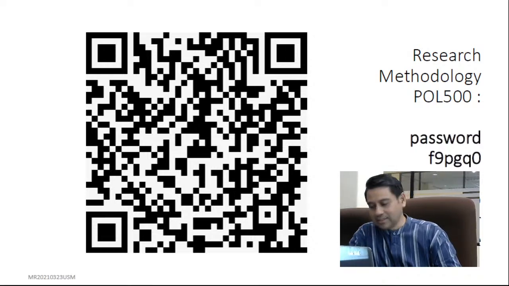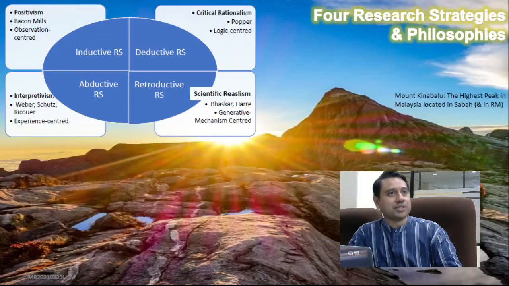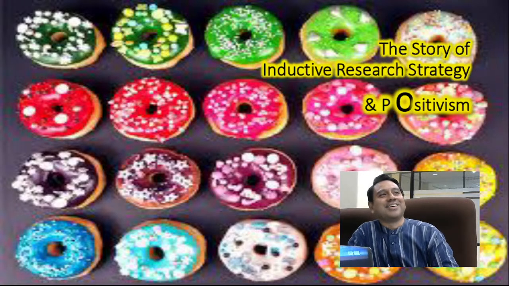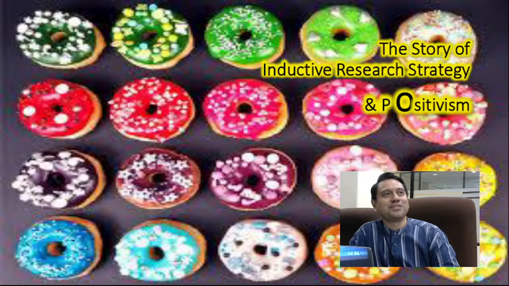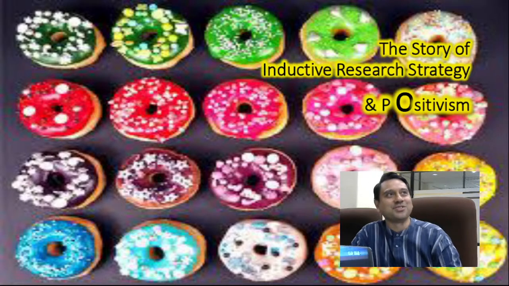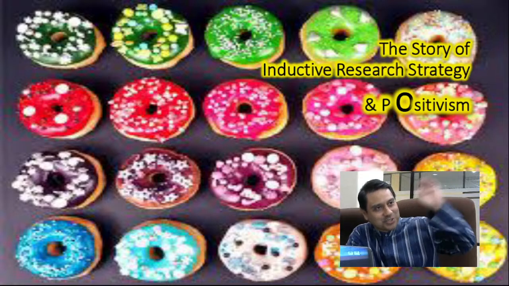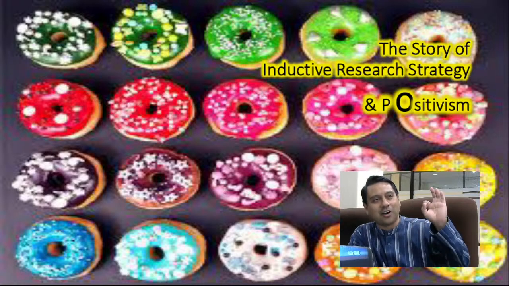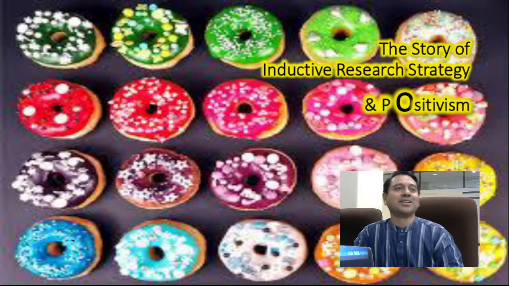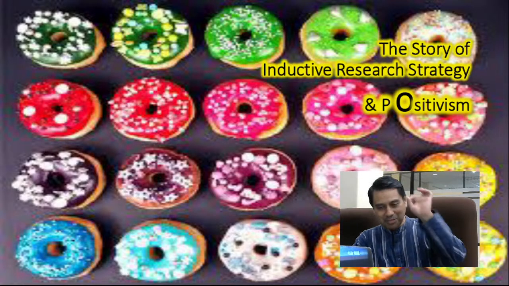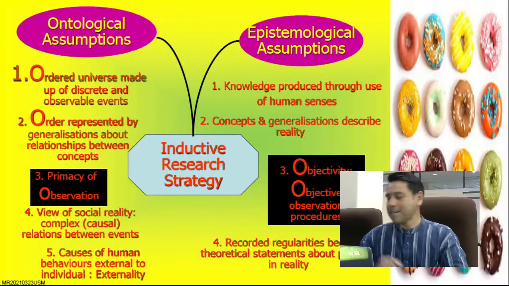Let's move on to the next slide, which is the first research strategy. The first research strategy is inductive research strategy, and its supporting philosophy is positivism. A lot of O in this research strategy, right? Just like the donut O, remember the O in this research strategy, because this O is of extreme importance. So this is the first research strategy, inductive research strategy. Remember the O. Let's go to the next slide.